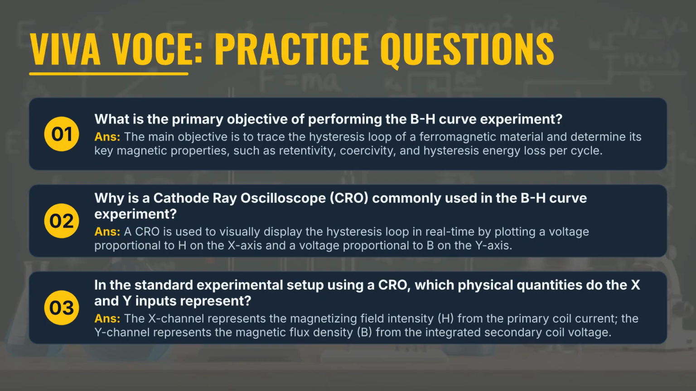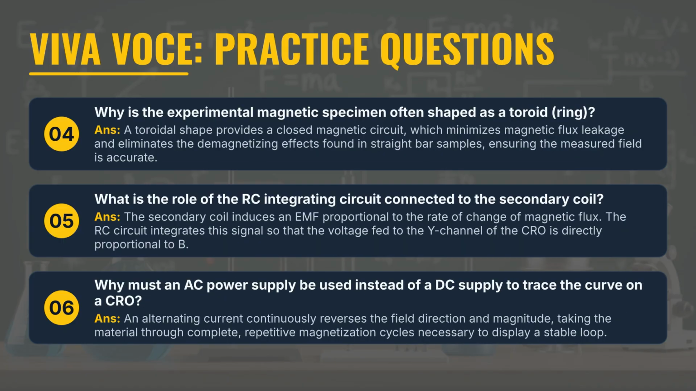The primary objective of the BH curve experiment is to trace the loop and determine key magnetic properties. A cathode ray oscilloscope, or CRO, is commonly used to display the hysteresis loop in real time. In the CRO setup, the X input represents magnetic field intensity H, and the Y input represents magnetic flux density B. The toroidal shape of the specimen minimizes magnetic flux leakage, ensuring accurate measurements.